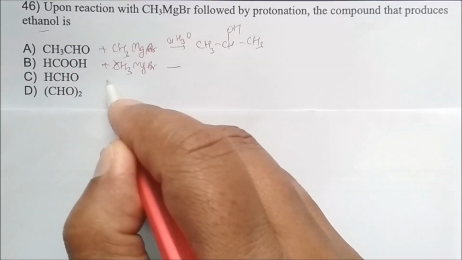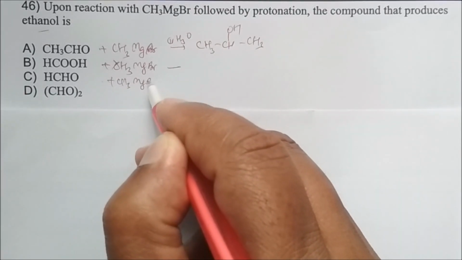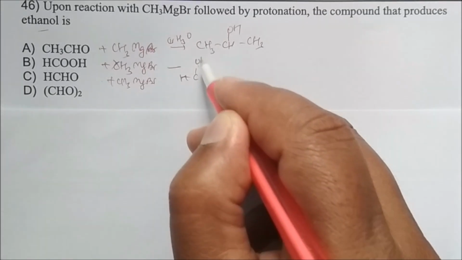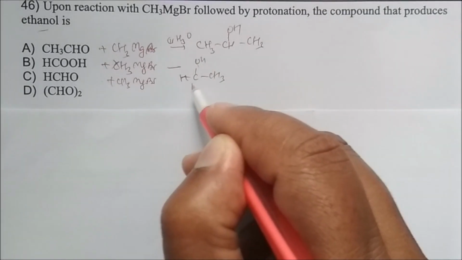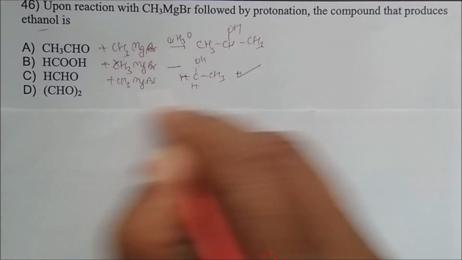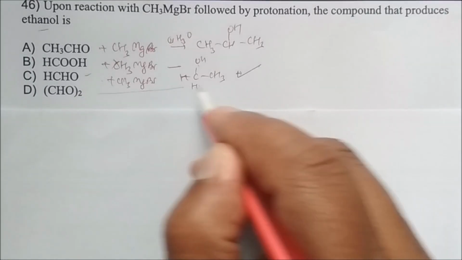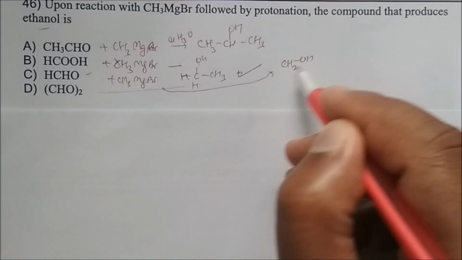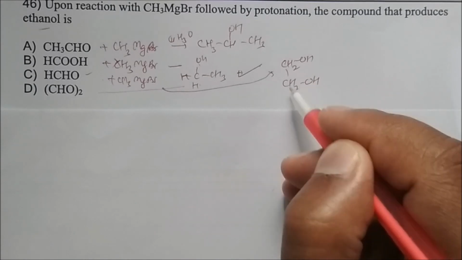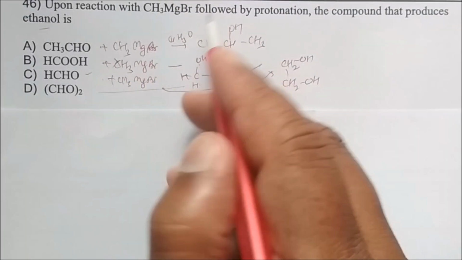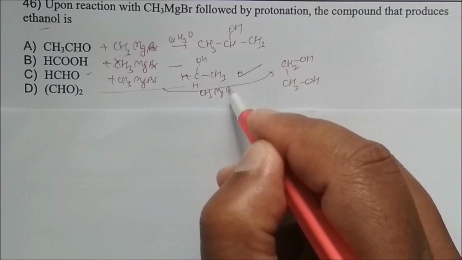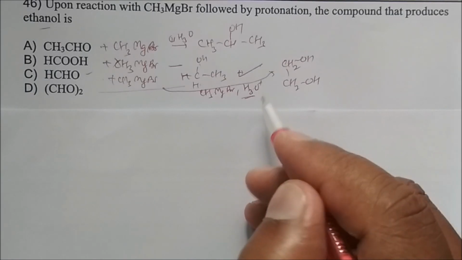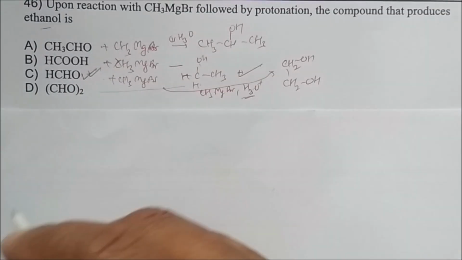But in the case of formaldehyde, if you take CH3MgBr, you will get CH3CH2OH, where hydrogen is added, so you will get ethanol. So this answer is correct. In the case of CHO-CHO, it converts to CH2OH and CH2OH, so we will get ethane diol, a 1,2-diol, by using Grignard and protonation, followed by ester hydrolysis. So our answer is that formaldehyde is the only correct answer.